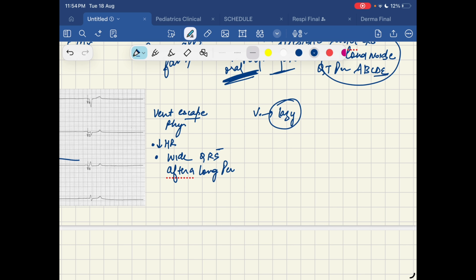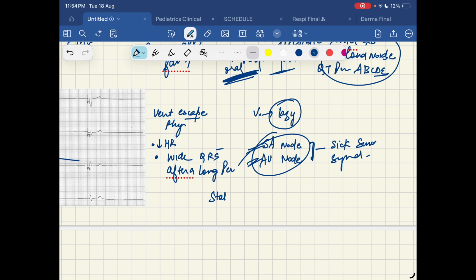He's lazy because his bosses are not pushing him. Who are the bosses for ventricles? It's the SA node and the AV node, right? They control our heart. So if we have any kind of sick sinus syndrome, that means there is some failure of the SA node and the AV node. This can lead to ventricular escape rhythm.